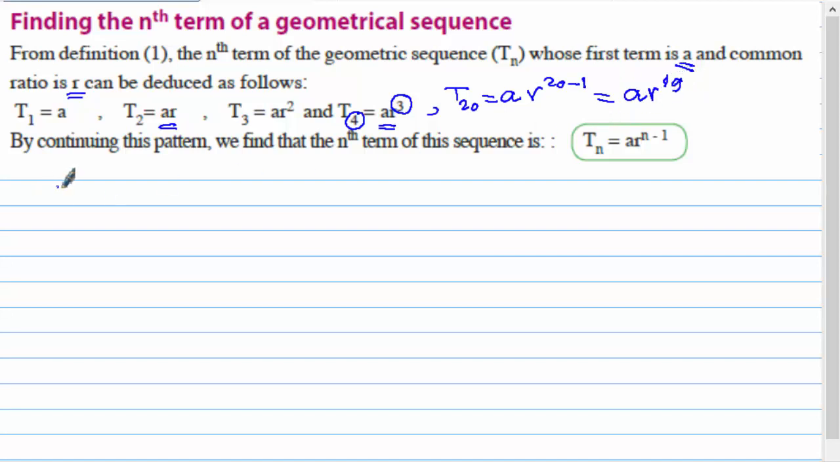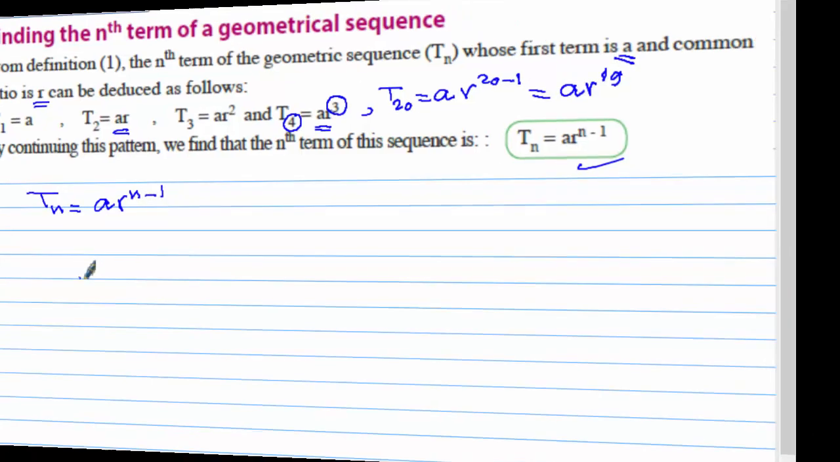So by continuing this pattern, we find that the nth term of the geometric sequence is Tn equals AR power n minus 1. Okay, Tn equals AR power n minus 1. And now let us go to the examples.